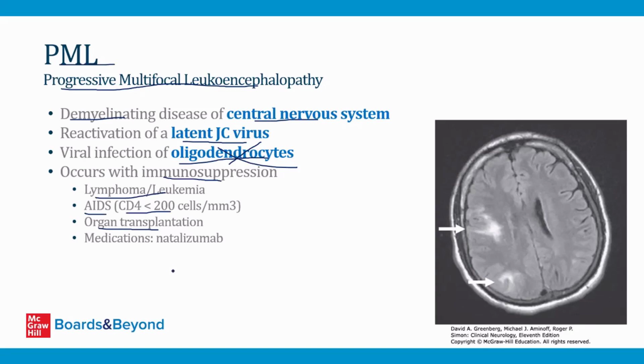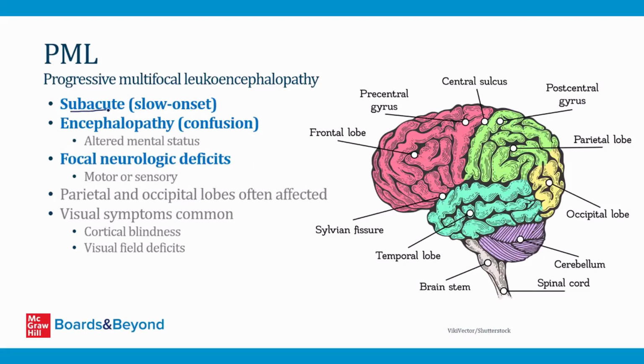And then it's super ideal to remember that it's associated with the multiple sclerosis drug natalizumab, which I talk about in other videos. But patients who are going to take this drug for multiple sclerosis are screened for latent JC virus infection before the drug is started because there's such a risk of PML developing. So PML has a subacute onset, which means a slow onset, usually over weeks or months. The dominant feature is encephalopathy, meaning confusion. So patients will develop an altered mental status slowly over months in the setting of immunosuppression. That's what you see in PML.